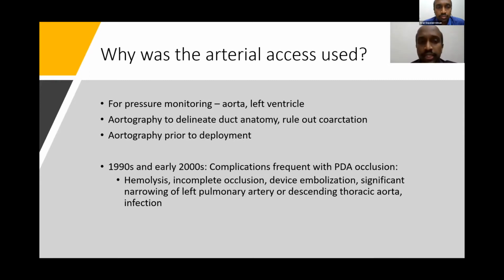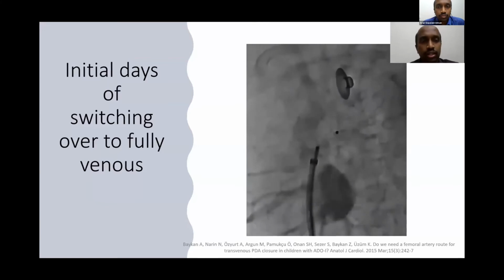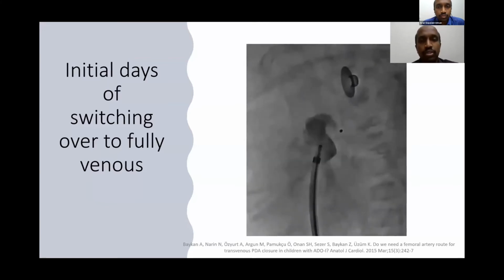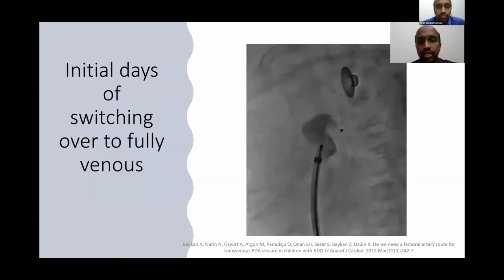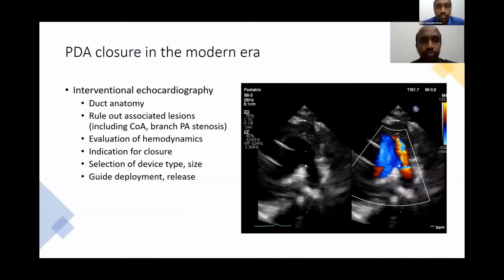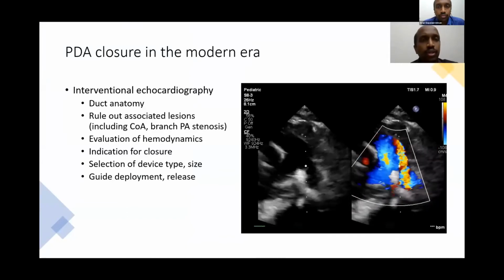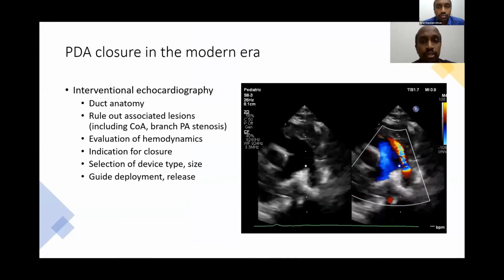Well, we should remember that in the 1990s and early 2000s, complications were quite frequent with duct occlusion, including hemolysis, incomplete occlusion, besides embolization and narrowing of the adjacent structures, which is why aortography was so frequently used. And when the switchover started to the venous approach, people still continued to use angiography to delineate both the ends of the duct, and the lever phase was used to delineate the arterial side as well. In the modern era, interventional echocardiography plays a cardinal role in PDA closure, especially by the venous approach.